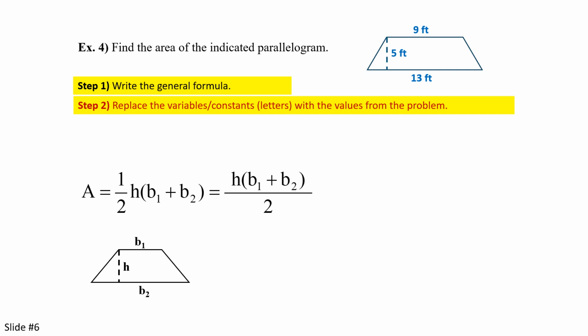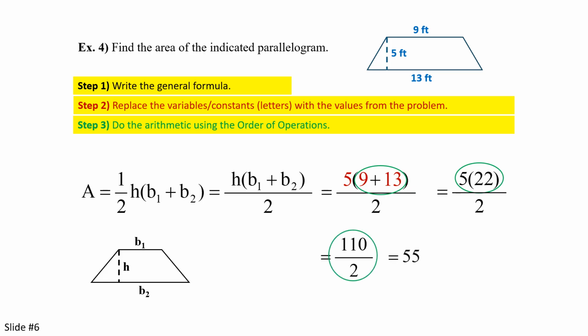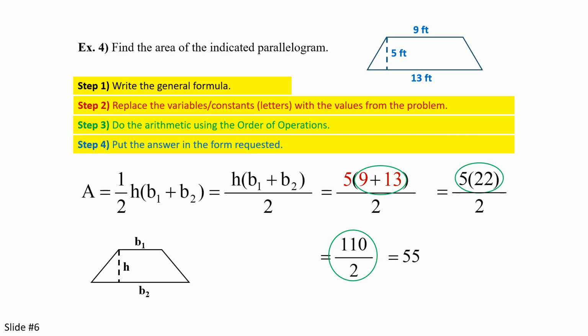Replace the variables, constants, letters with the values from the problem. The height is 5, base 1 is 9, base 2 is 13. Do the arithmetic using the order of operations. 9 plus 13 is 22. 5 times 22 is 110, which reduces very nicely to 55. Put the answer in the form requested. They didn't give us any form. It's feet squared because it's an area. So it's 55 feet squared.